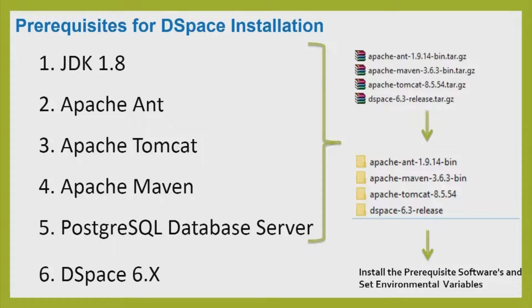Brief information on the prerequisites for DSpace installation. We need Java, Apache Ant, Apache Tomcat, Apache Maven, and the PostgreSQL database server. The latest stable version is 6.x and 7 will be released. These are the things we will be needing for the installation of DSpace. I have just shown a brief idea of the installation part of DSpace, although a lot of good manuals are available on the DSpace Foundation site.